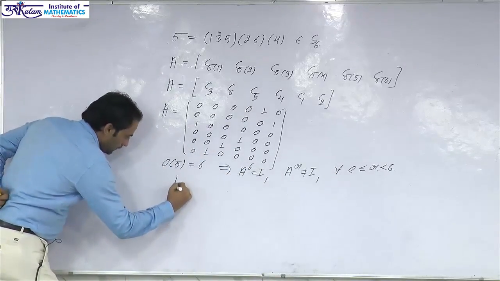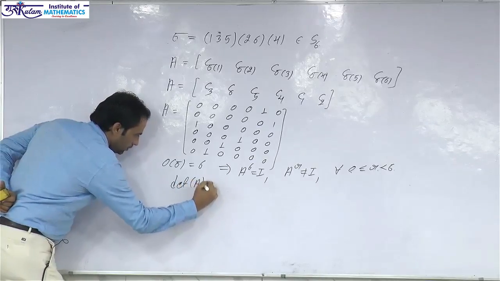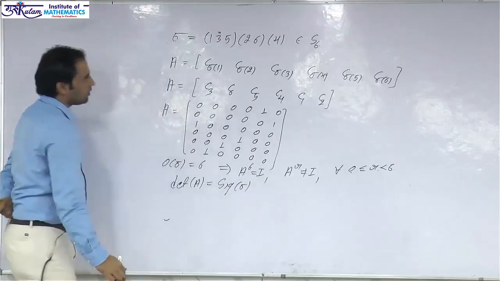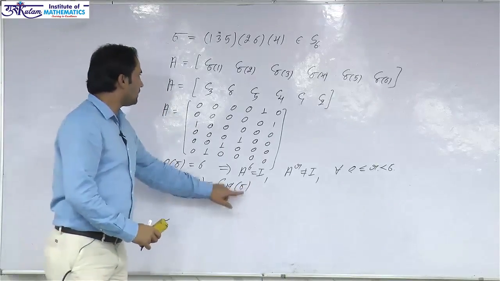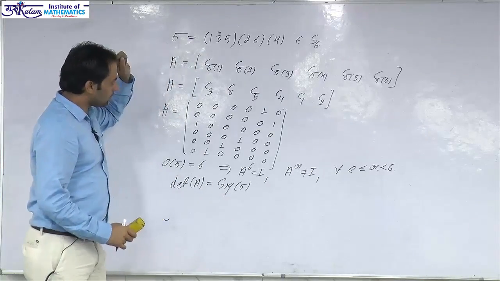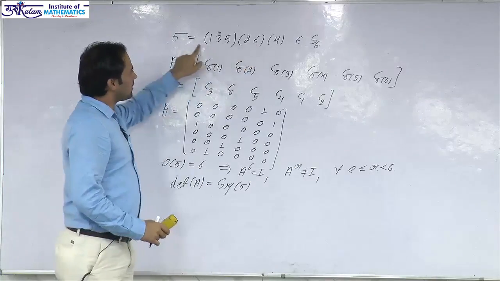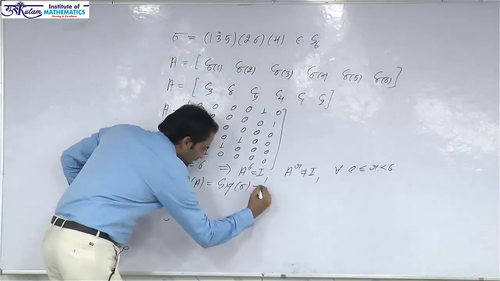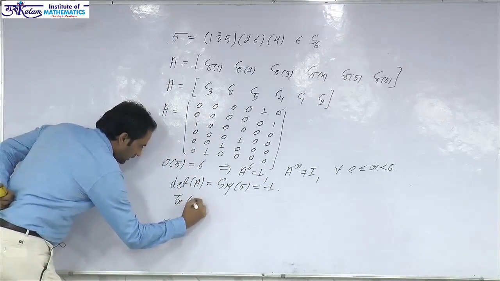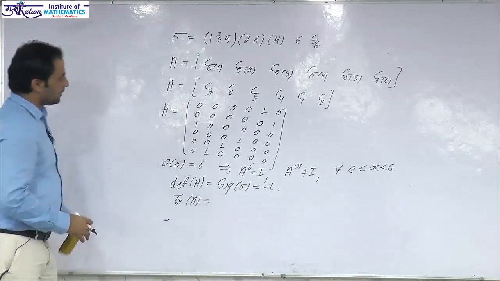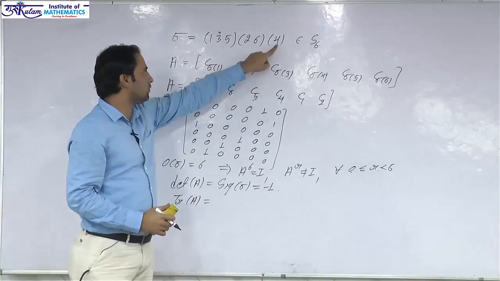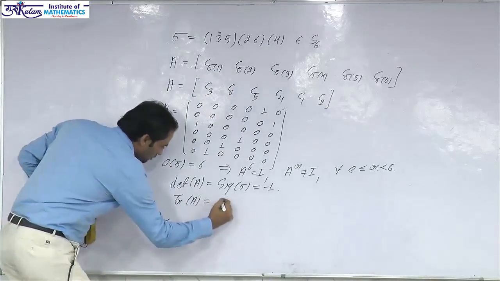Another property: if you want to find the determinant of A, the determinant of A is simply the signature of sigma. The signature of sigma is 1 if sigma is an even permutation, and -1 if sigma is an odd permutation. You can easily check this sigma is an odd permutation, so the determinant is -1. Also you can check that the trace of A is simply the number of self-imaged elements in sigma. There is one self-imaged element in sigma, so the trace is 1.